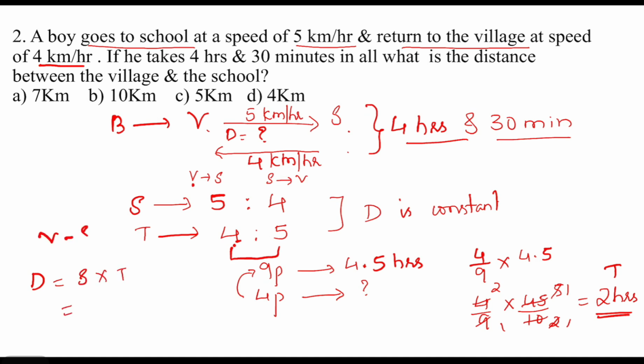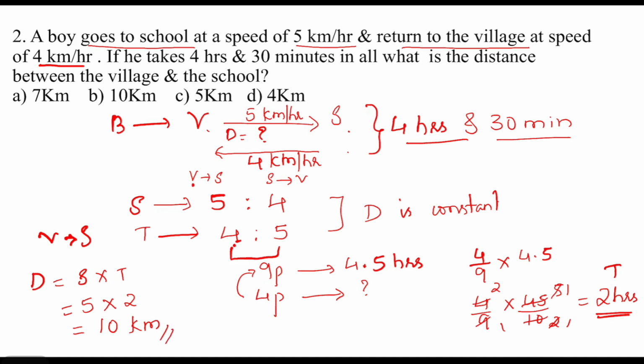So from village to school, speed we got, time also we got. So speed is how much? 5 km per hour, and time is how much? 2 hours. So it is 5 into 2, 10 kilometers. So the distance from village to school is 10 kilometers.